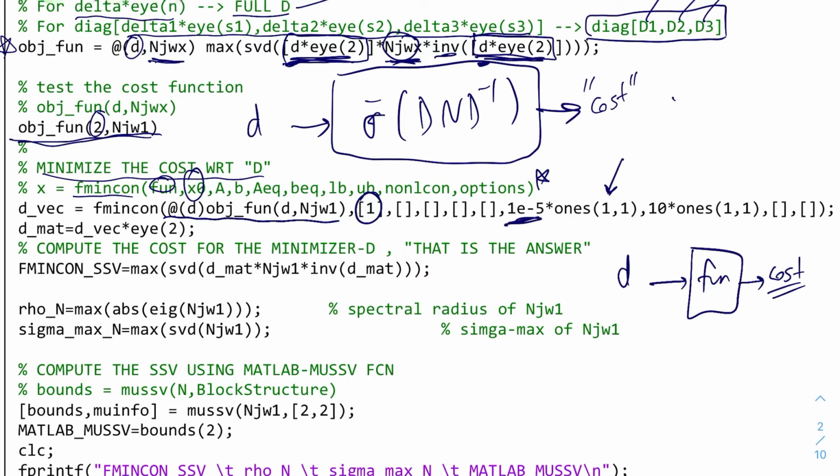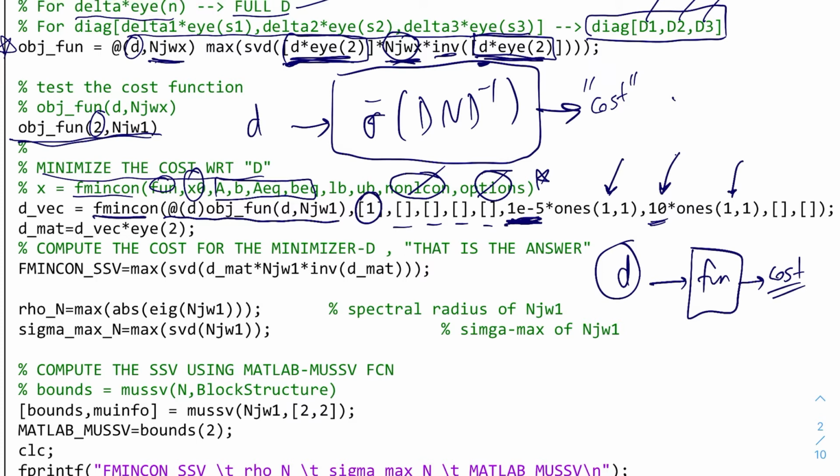is 1, right? Since I want it to be positive, I wrote the minimum value as a really small positive number, and the upper bound is 10. I could have easily written 100 or 1000, right? Okay. And we could also write nonlinear constraints on our D, where we could impose some nonlinear constraints and also some options. However, I have not used that. And also these 4 parameters, I haven't used them.